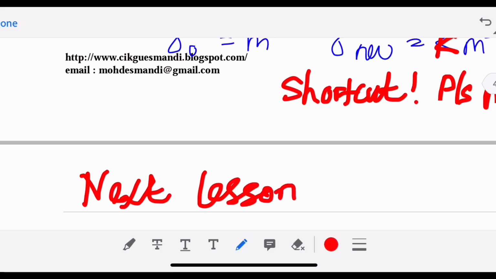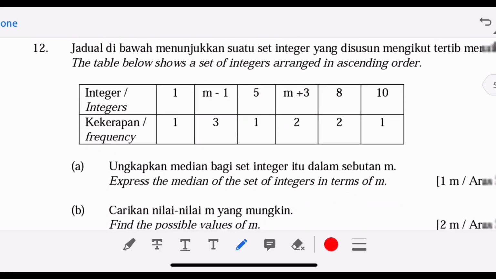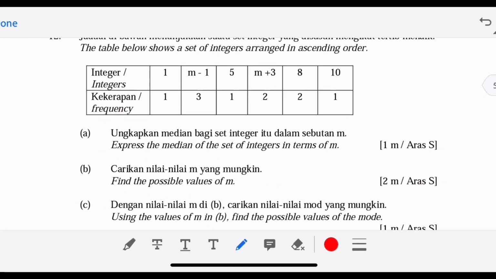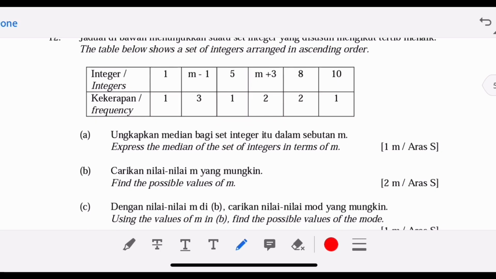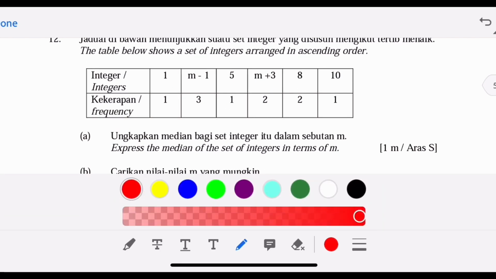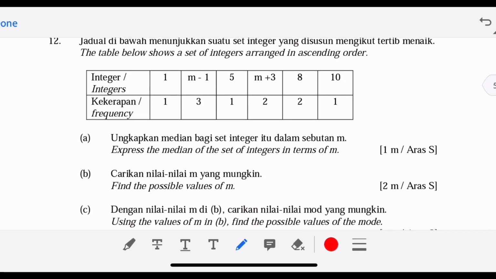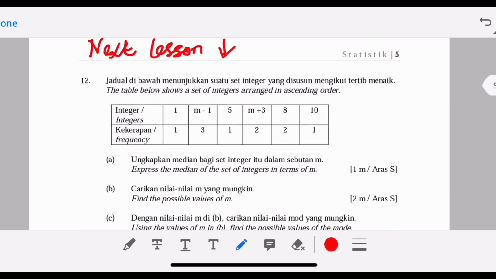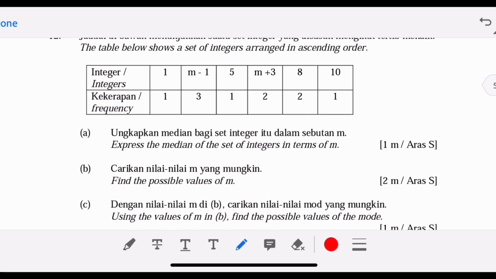So for the next lesson we will discuss question number 12. Maybe you can attempt it first. It's a bit challenging. So number 12 onwards, I will leave it for you to try first before I discuss. You can just copy down the question and study how to do it before we discuss further in my next video teaching.